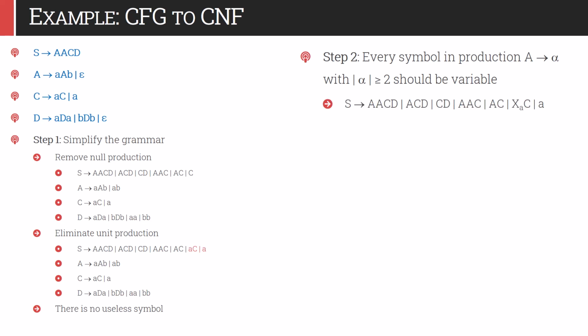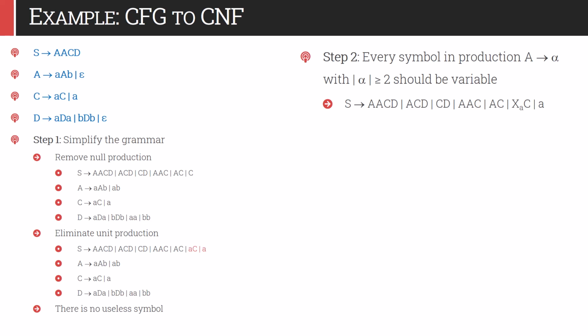So if we consider the first production, then S derives AACD, all symbols are capital letters. S derives ACD, all are capital letters. S derives CD, all are capital. S derives AAC, again all are variables or capital. S derives AC, also fine. But S derives small a capital C. It has length greater than or equal to 2, but both symbols are not variables.